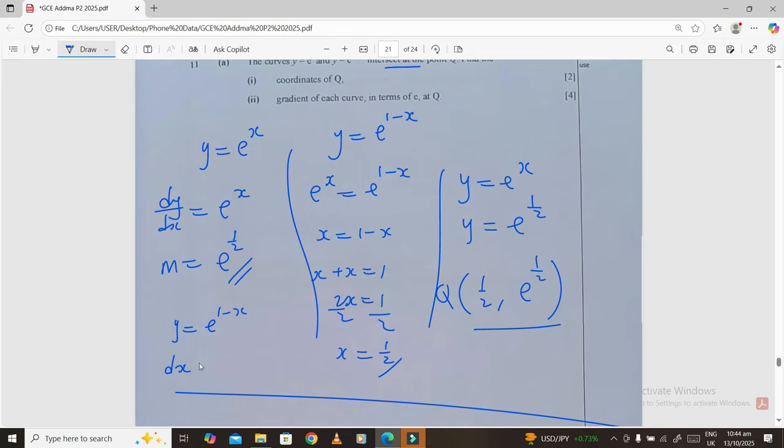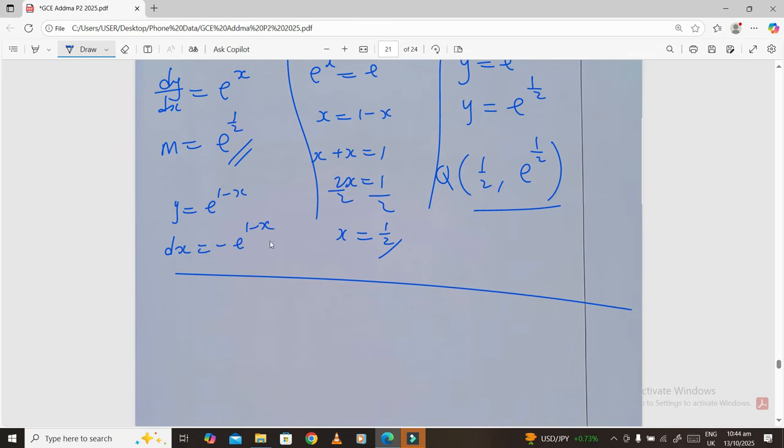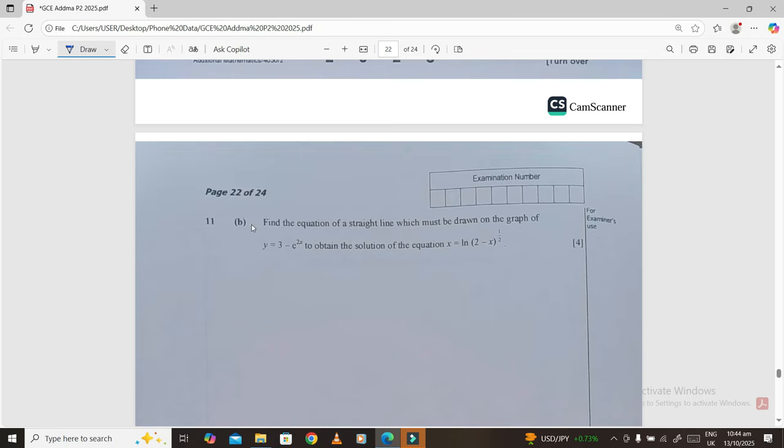For the other one here, when we find dy dx of y equals e power 1 minus x, the dy dx here will come out to be equal to negative e power 1 minus x. And when we simplify further for m, because this is the dy dx, m will be equal to negative e power 1 over 2. So that's it. That's the gradient for all. We now go to question 11b.